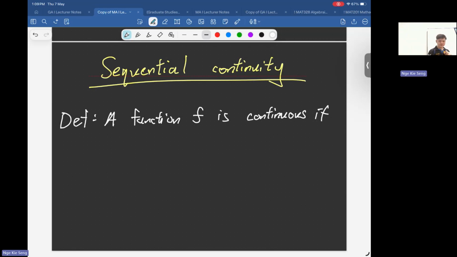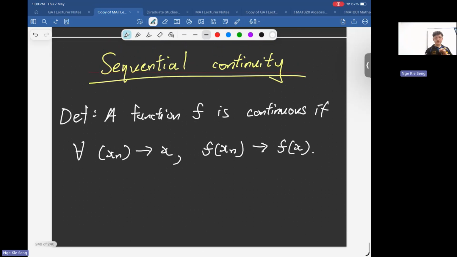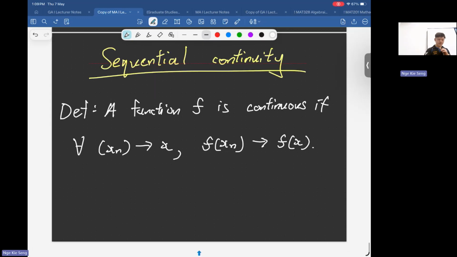Okay, if for every sequence xn that converges to x, we want f(xn) to also converge to f(x). Okay, good. So yesterday we looked at one example, right? We look at this example here.